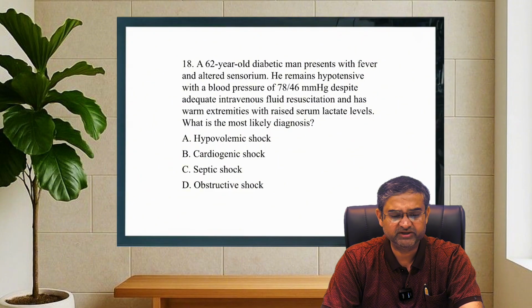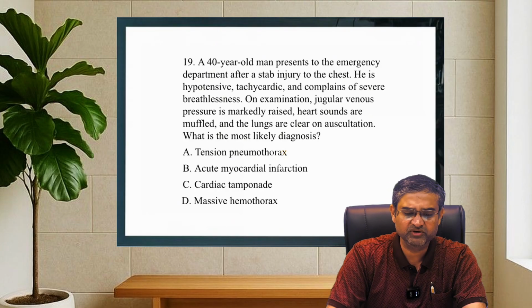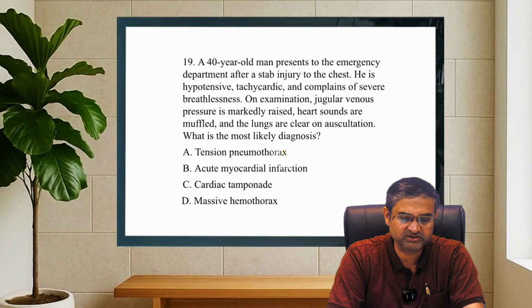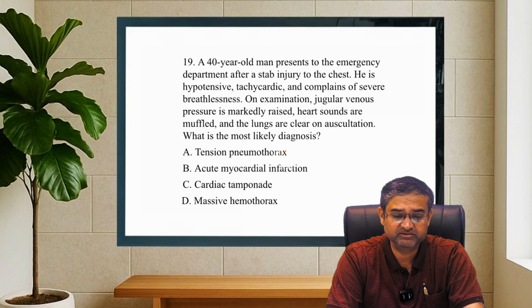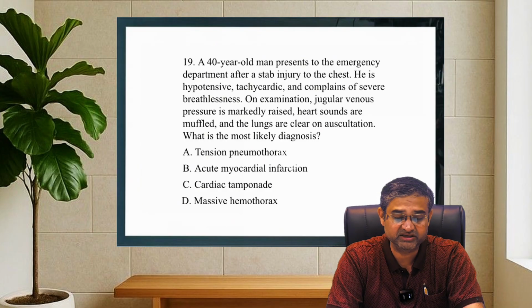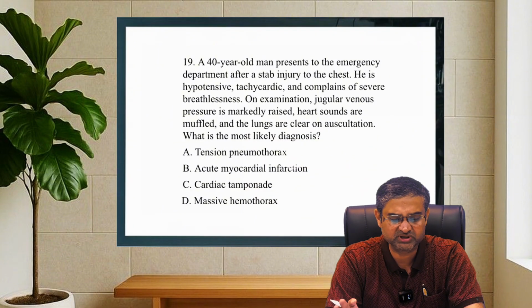We move on to the 19th question. A 40-year-old man presents to the emergency department after a stab injury to the chest. He is hypotensive, tachycardic, and complains of severe breathlessness. On examination, jugular venous pressure is markedly raised. His heart sounds are muffled. Lungs are clear on auscultation. What is the most likely diagnosis?